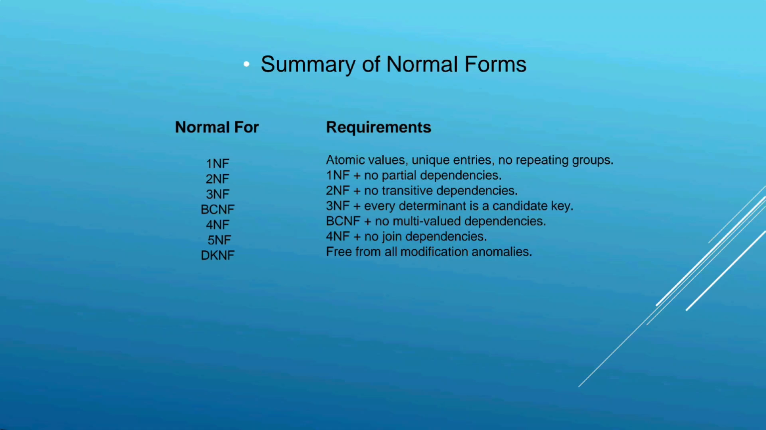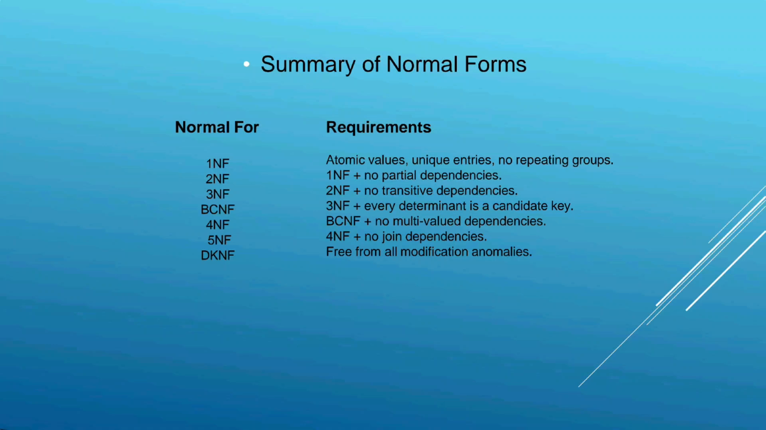BCNF, Boyce-Codd normal form. BCNF is a stronger version of 3NF. It says that every determinant must be a candidate key. So if any attribute determines another, it must be unique itself. This fixes certain edge cases where 3NF still allows anomalies.